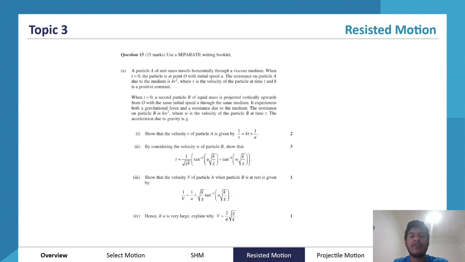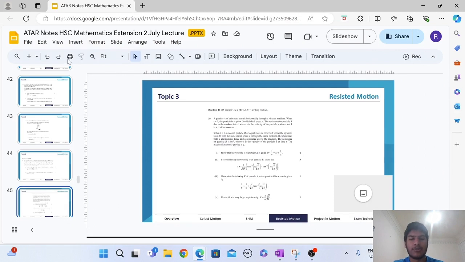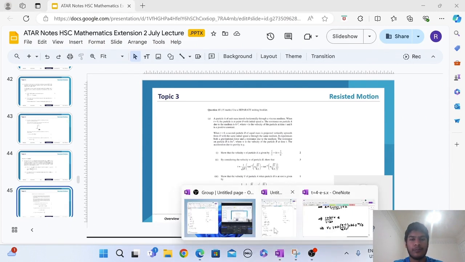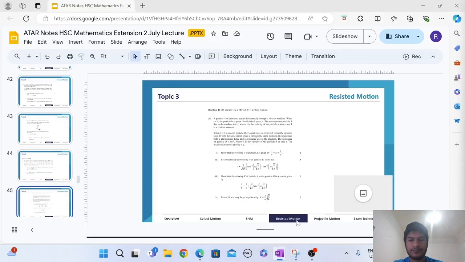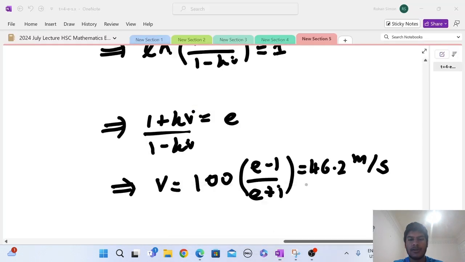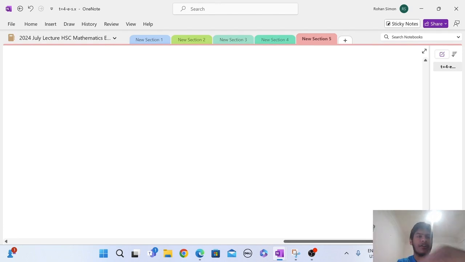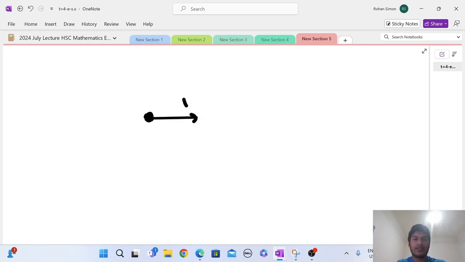Now show that the velocity v of the particle A is given by 1 over v equals kt plus 1 over u. Now this is a good question because it combines both horizontal and vertical resisted motion, and so we can sort of get both covered in one shot. So first thing to do, draw a diagram. So we have particle A that we're interested in first, and that one's traveling horizontally, right? So that's our velocity.